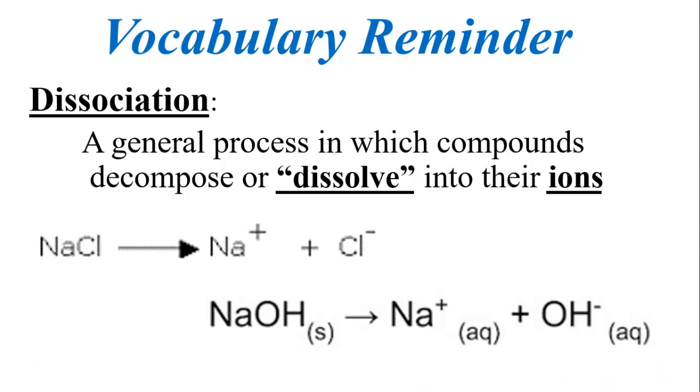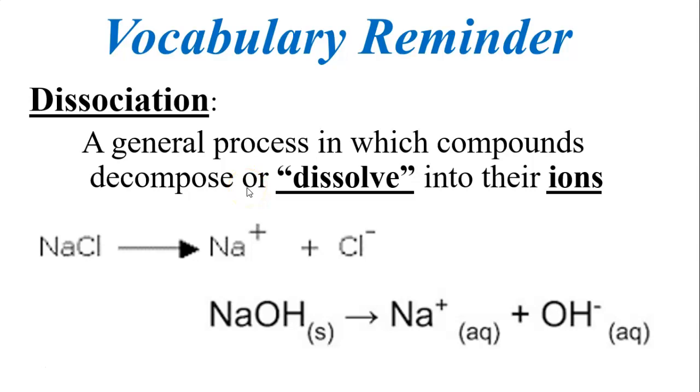So here are two examples. You have this ionic sodium chloride. An ionic salt is breaking up into a sodium cation and a chlorine anion. And then here, sodium hydroxide, we're looking at this as a base, and it will dissociate into a sodium cation and hydroxide anion.